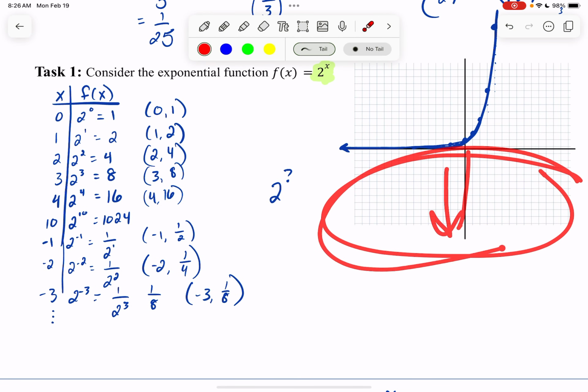What happens to the value of the function, that output value, as the value of x increases without bound? This is just asking, as x gets really big, what happens to my y? As x gets really big, that would be going this way. As x gets really big, this goes up really big too. So as my x gets really big, my value f of x also gets really big.